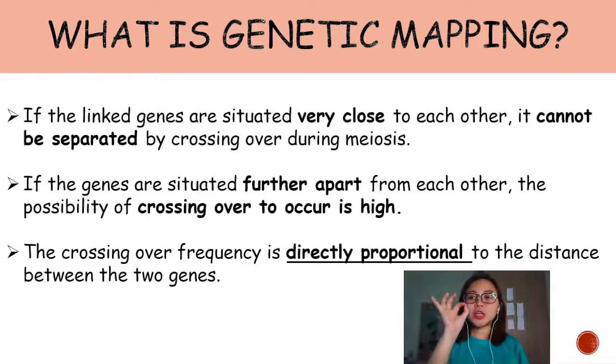And therefore, the crossing over frequency is directly proportional to the distance between two genes. Semakin dekat dua gene itu, semakin susah crossing over berlaku untuk memisahkan mereka. Semakin jauh dua gene tersebut, semakin mudah crossing over berlaku untuk memisahkan dua gene ini. That is what is meant by these sentences.